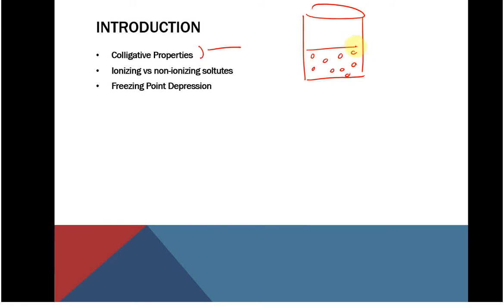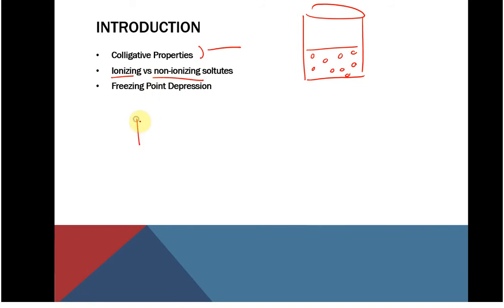You'll also get into freezing point, and melting point is interchangeable, freezing point depression or boiling point elevation. Now, the big thing here is if it matters how many things are in solution, we have to consider whether something is ionizing or non-ionizing.